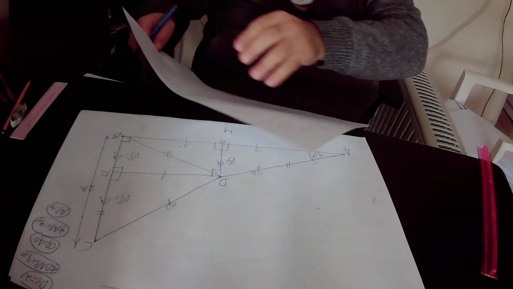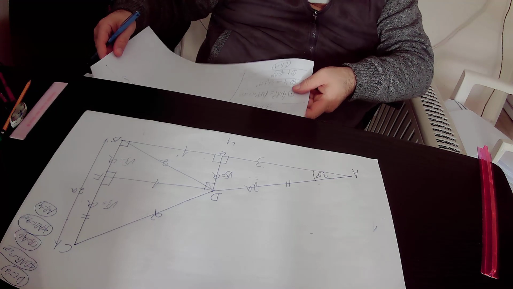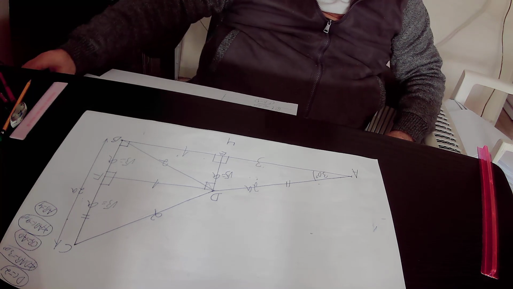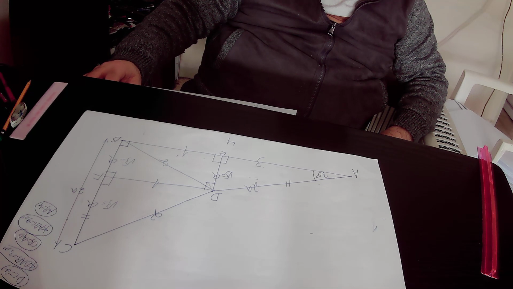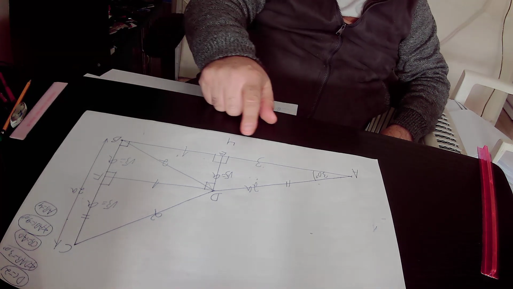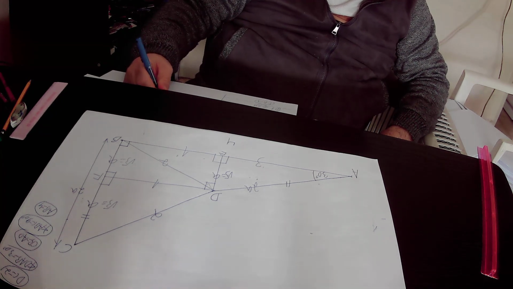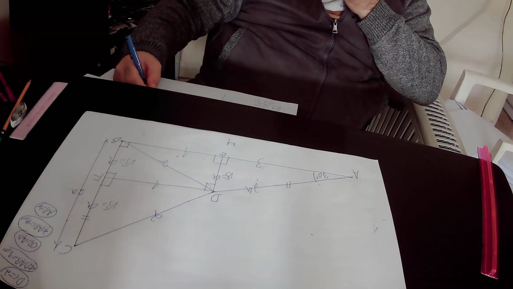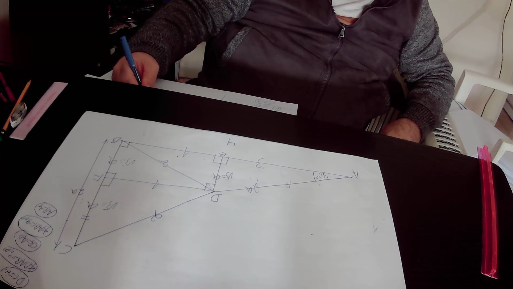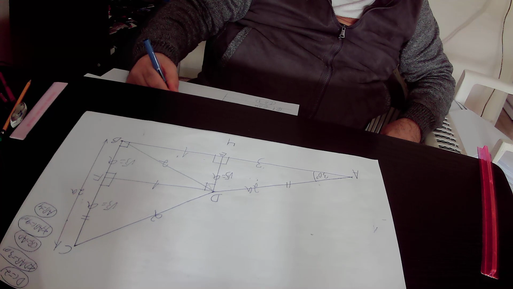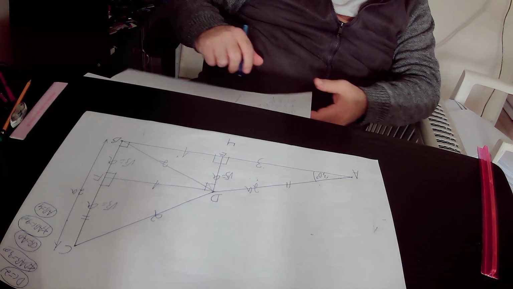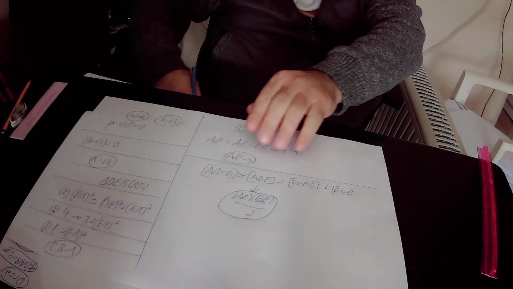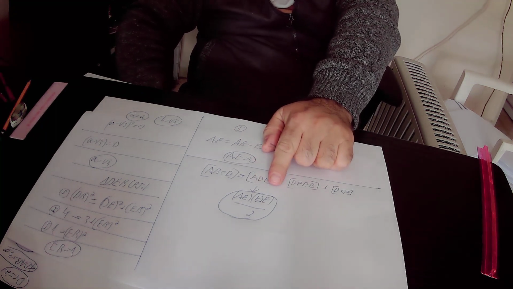So the area of the right triangle ADE will be equal to the base of the triangle, that is AE, times the height to the base, that is DE, over 2. I will repeat again. The area of the right triangle ADE equals the base of the triangle, that is AE, times the height to the base, that is DE, over 2.